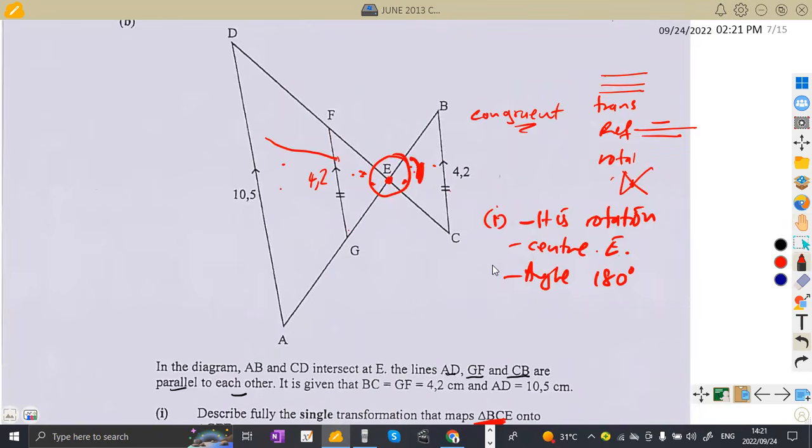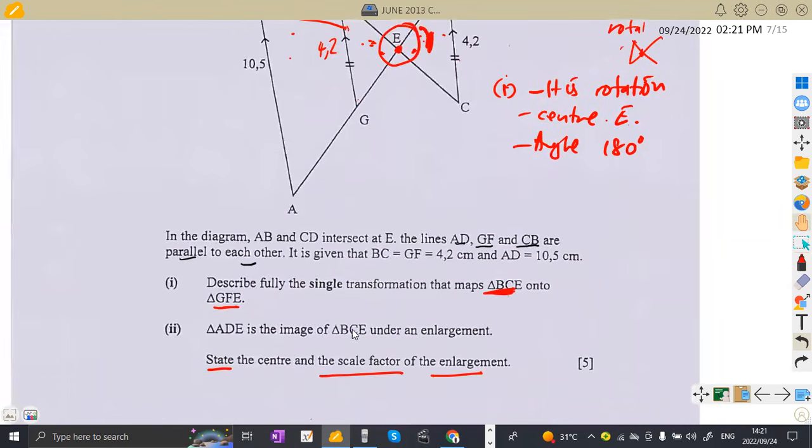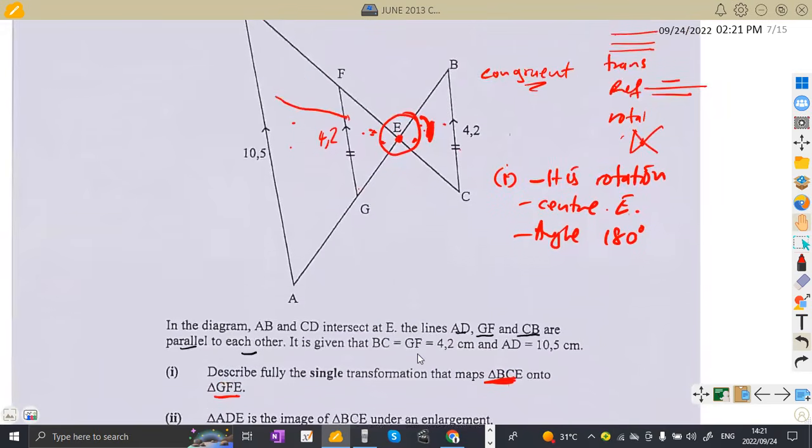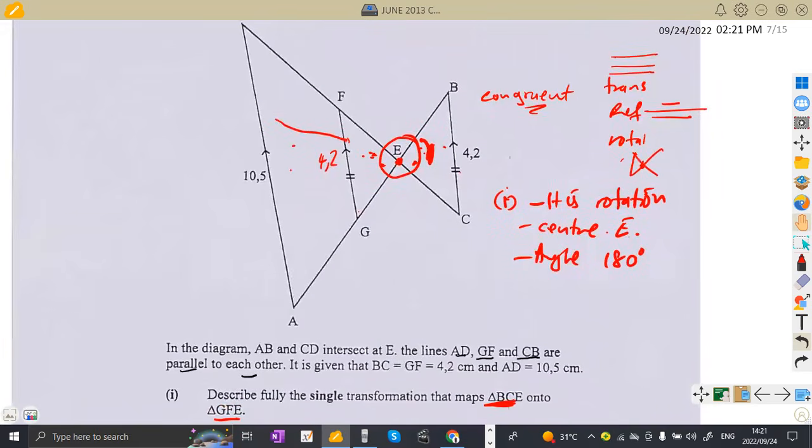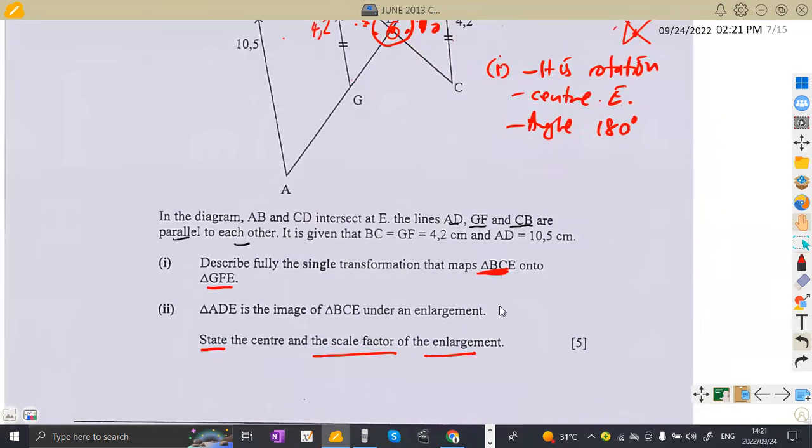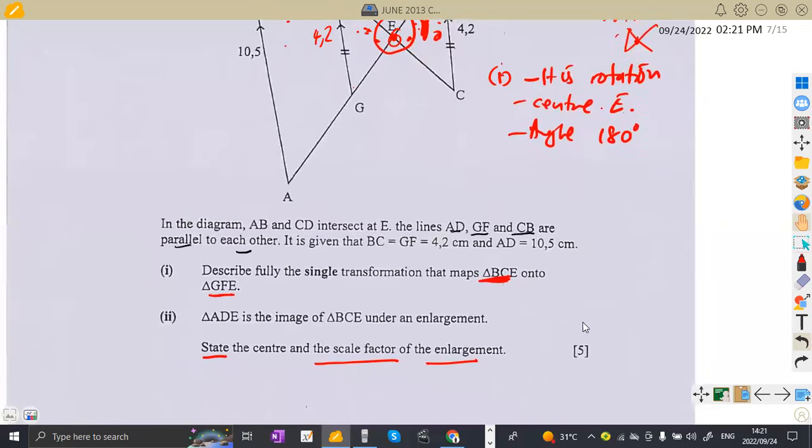Guys, let us cross check which triangle we are mapping. It's BCE, exactly, BCE. So we are mapping this triangle onto the bigger triangle. So the center still remains as E. The question was for us to state the center and the scale factor. So our center is going to be E. That is the idea there.